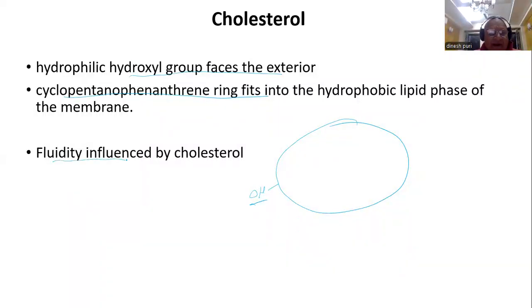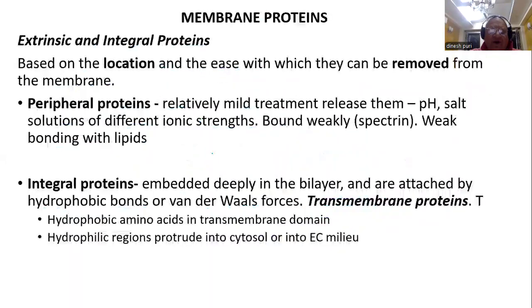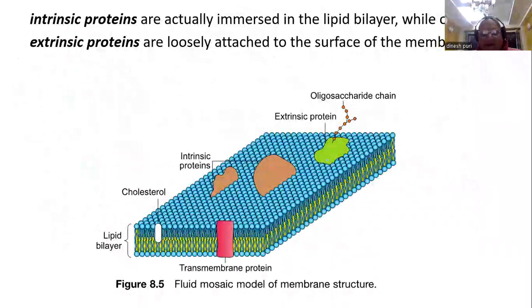Fluidity of the membrane, we'll be talking about later, is greatly influenced by cholesterol. So we have seen membrane lipids. What about proteins? Two types of proteins are there: extrinsic proteins, called peripheral proteins, and integral proteins. I can show this in this diagram.